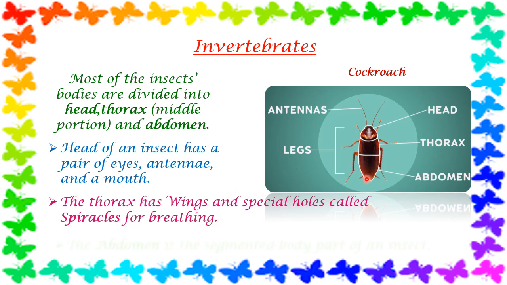And as I said, the abdomen is a segmented body part of an insect. Segments in the sense that it will be arranged like this. Let me show it to you. So like this, it will be segmented, divided. The body part will be divided like this. Like 13 segments we can find, and the spiracles will be on its sides, on either side.